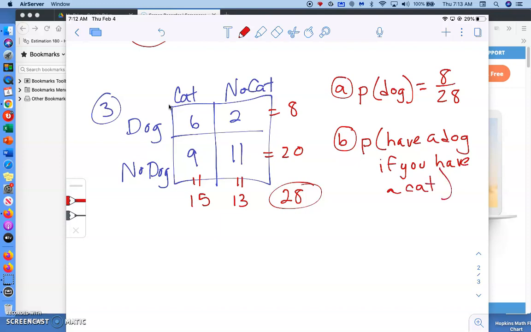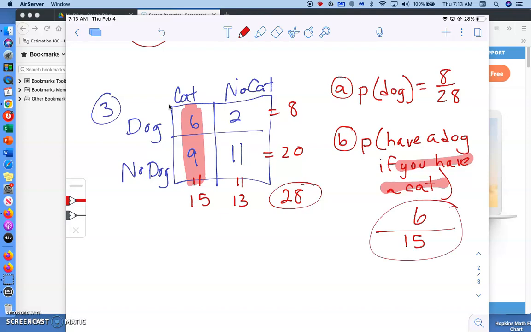So this one is what's called conditional probability. We put a condition on. We want to know that you have a dog if you have a cat. So this is our total outcomes. We want to know that you have a cat. So how many have a cat is, let's see, our cat column is 15. And of those 15, so we're only looking at our condition that you have a cat, how many of those have a dog is 6. So it would be 6 out of our 15 here.